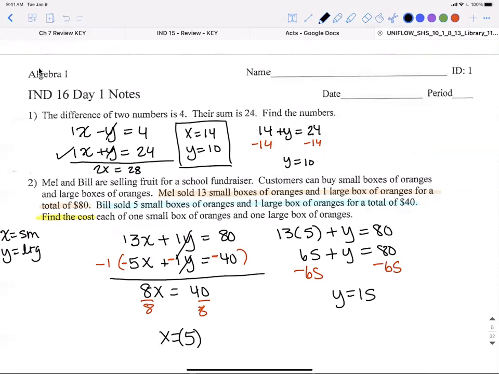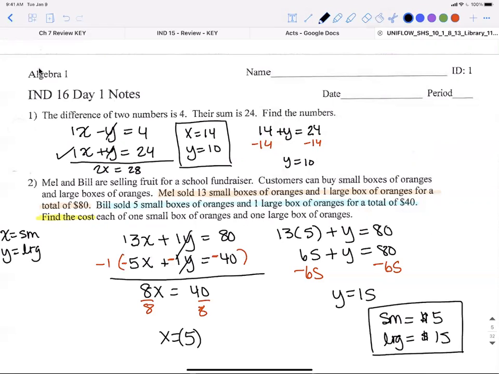Now I need to actually write my answer to answer the story problem, right? Story problems always need labels. And because I used X and Y, I'm going to say that my final answer I'm going to circle is that a small box sells for, or equals, and small was X, so that would be $5. And then my large box was $15. And that's what I'm actually going to circle as my final answer. Okay. Small equals $5, large equals $15.